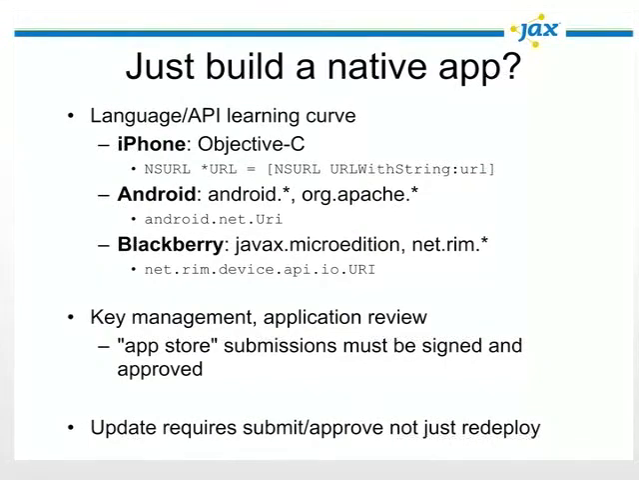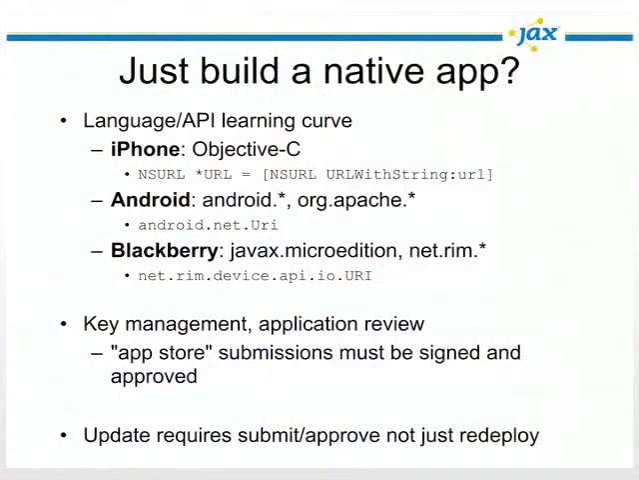Or why not just build a native app? Well, what's the big deal there? Of course, you have to learn a new language. In some ways, okay, so if it's an iPhone that you're targeting, you need to learn Objective-C. And then, for instance, here's the URL in Objective-C. Looks maybe a little bit familiar, same acronym, but the language is very different from Java.